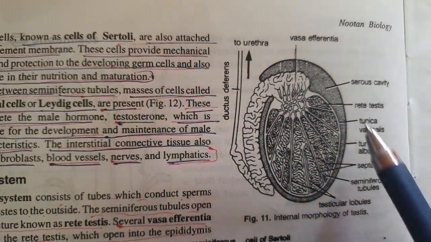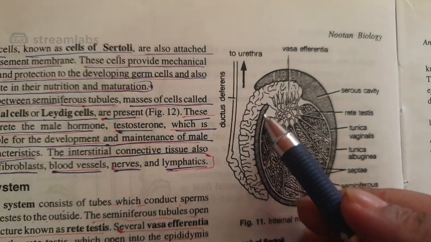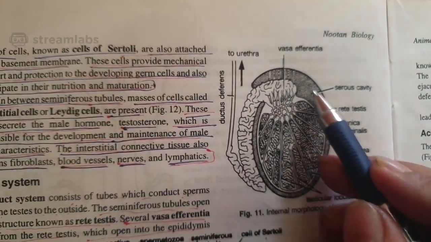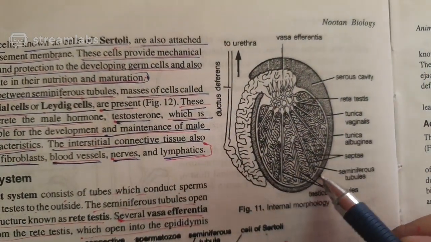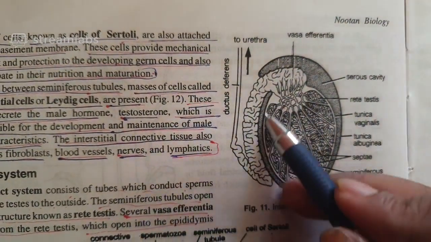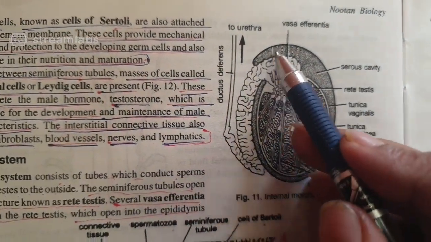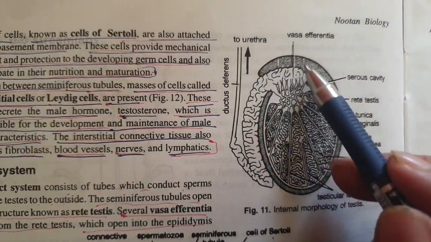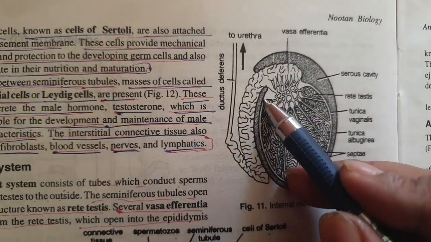So this is a testis. Okay, at the outside of the testis, there is a fibrous covering of the testis. This you can see in black. This is known as the tunica albuginea. Please take a screenshot of this. Though I will send you the PDF. So the tunica albuginea is a fibrous tissue which is the outermost covering of the testis.